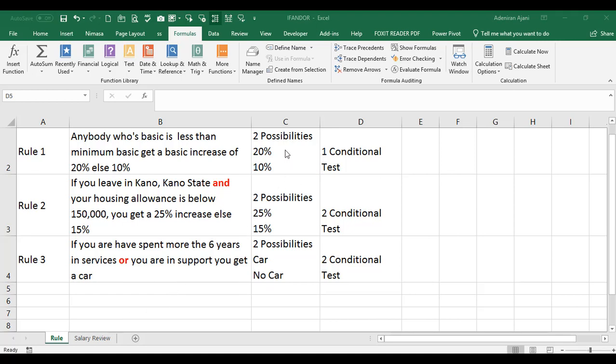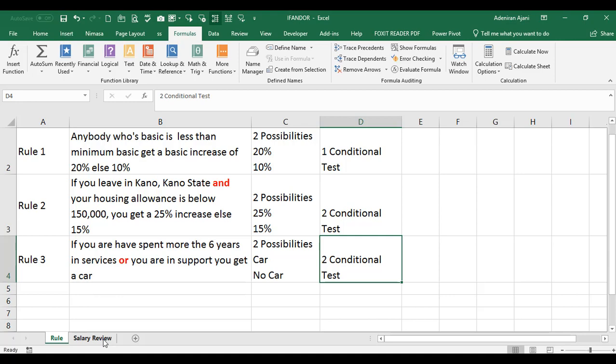Now this one has two possibilities, and this one has two possibilities. This one has one condition. This one also has two conditions, but remember it's looking at the and. That means both must be true. That is Kano and less than 150,000. And this also has two conditions, but remember it's the or. Any of these must be true.